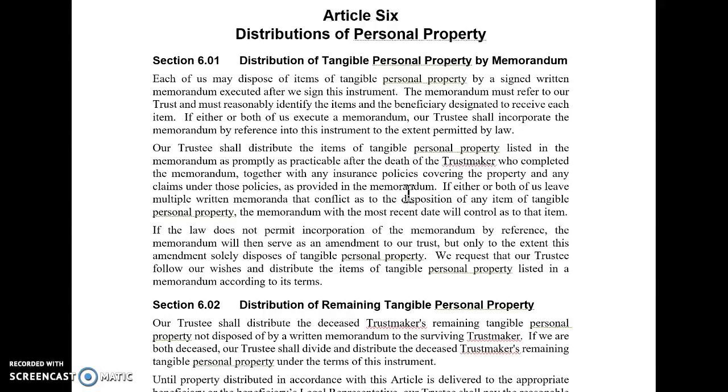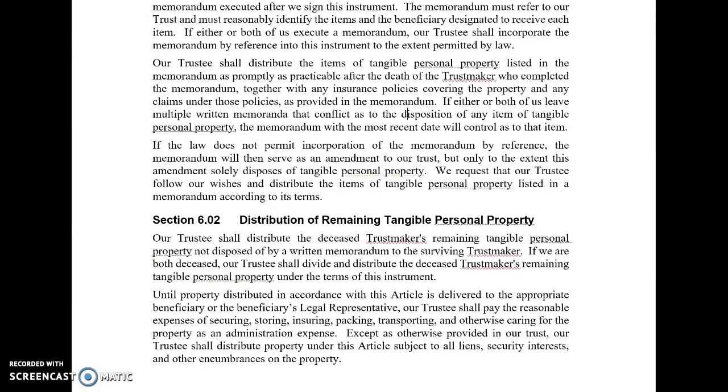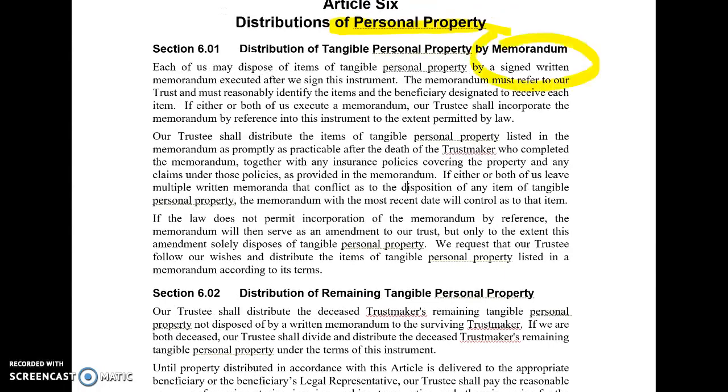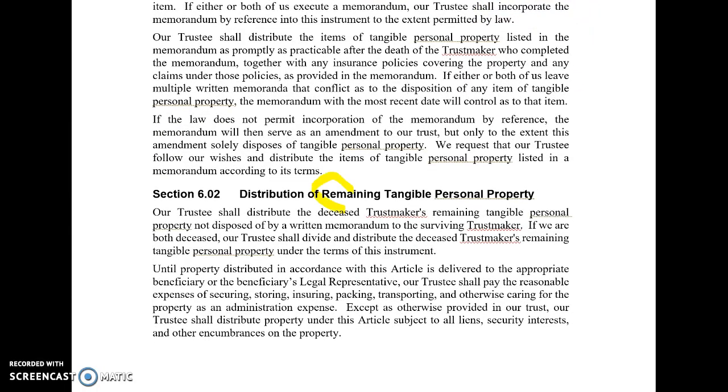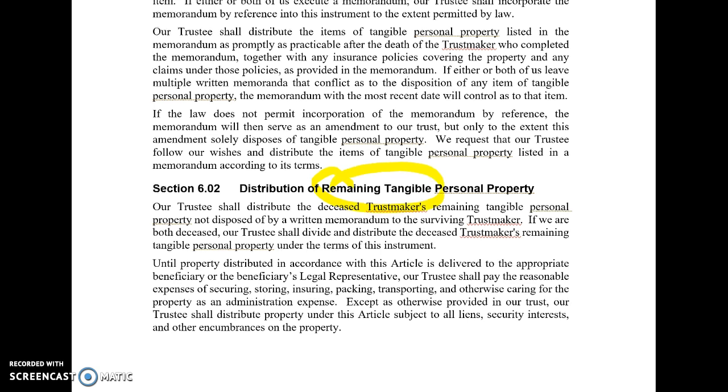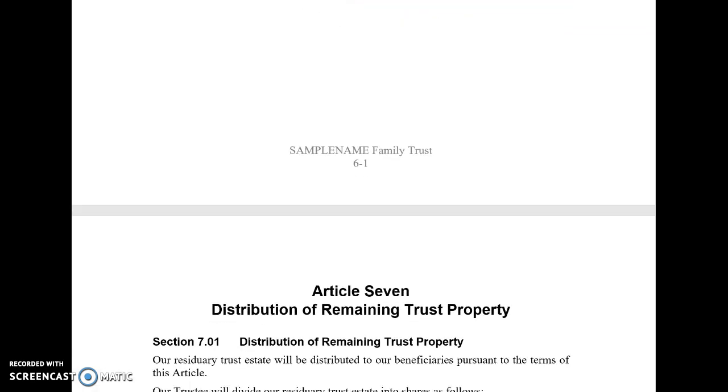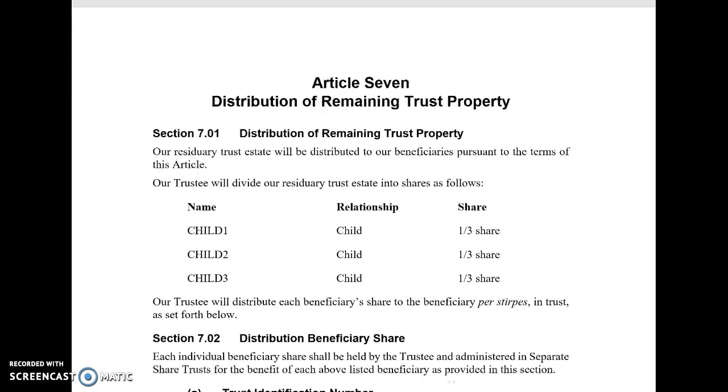Now, if I pass and my wife survives me, then we look at my personal property, right? And we say, well, what did Marty want to have happen with that? And that's what this basically says, that I could either have a memorandum that lists my personal property, and this is where it goes. If I didn't have a memorandum, then for the remaining property, this is the way it works. And basically it's going to go according to the way that my trust or my will says I want things to go.